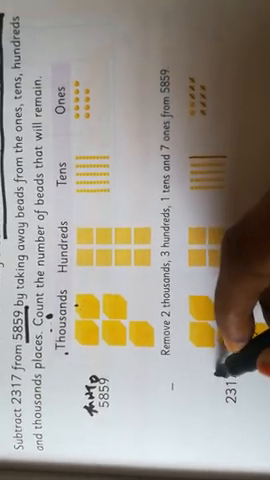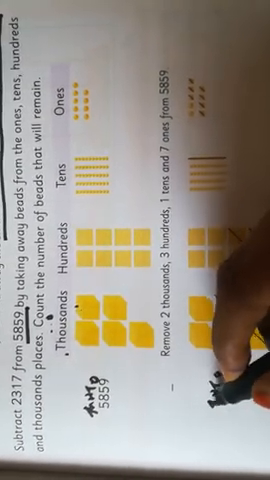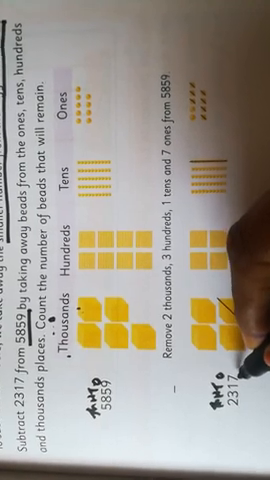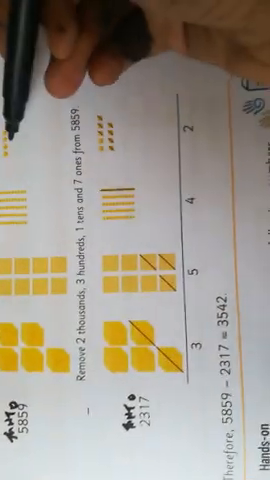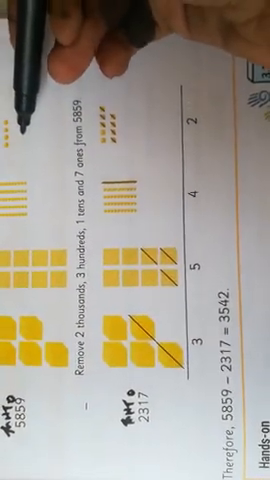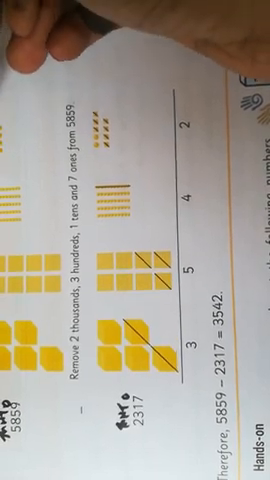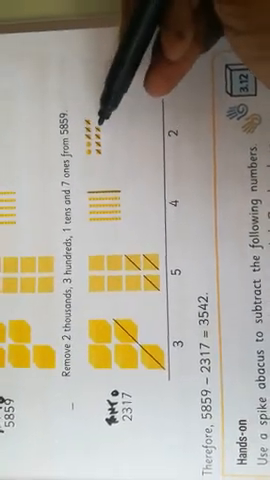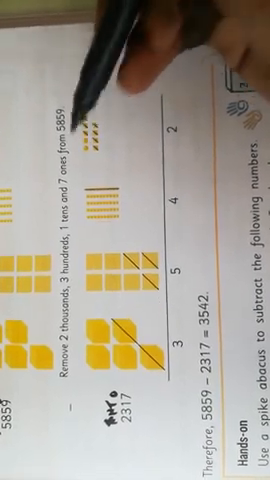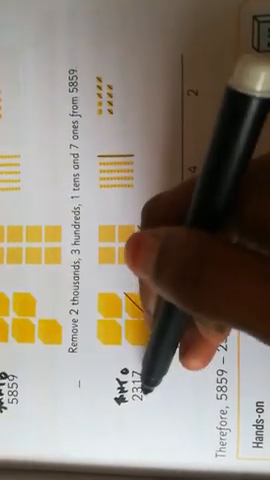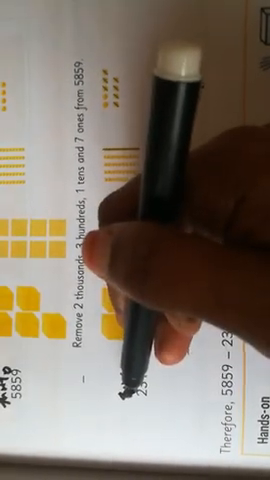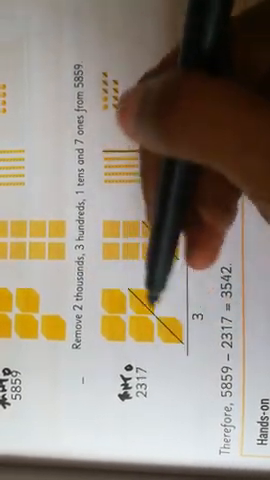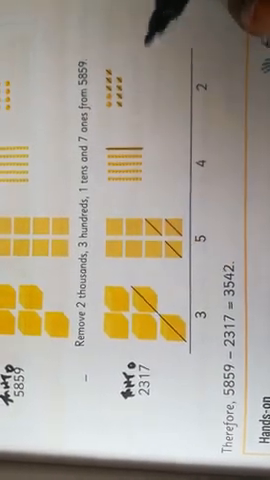2,317. Ones place, tens place, hundreds place, thousands place. In the ones place we have to take away 7. For taking away, we strike off the number from the given number. Here in the ones place we are taking 7 beads. Then in the tens place we take 1 string. Then 3 in the hundreds place, we strike off 300. Then in the thousands place we take out 2,000 beads.